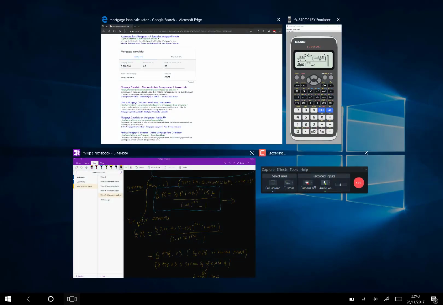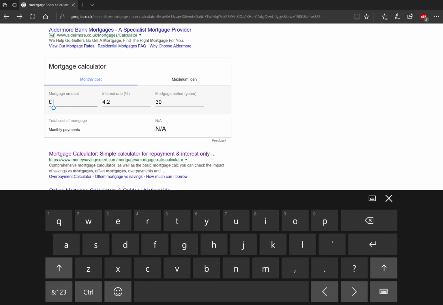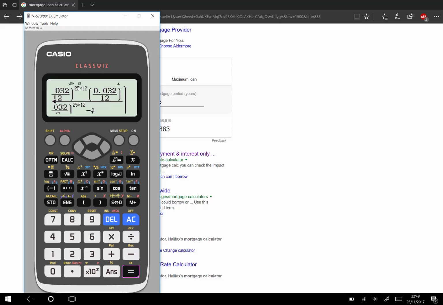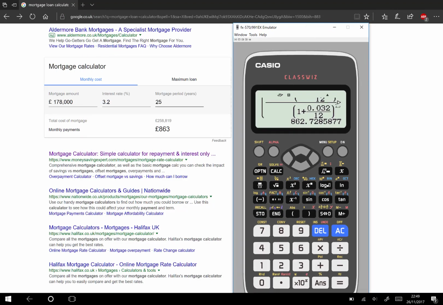So we had 178,000. If we put 178,000 into the Google calculator, with 3.2% and 25 years, it gives 863. Again it's rounded to the nearest pound, but it is right. And if we multiply this exact thing, rather than a rounded version, by 25 times 12, we should get 258,819 to the nearest pound. So you can see this is the formula being used by Google, because it is the actual formula. So it's quite a good method.